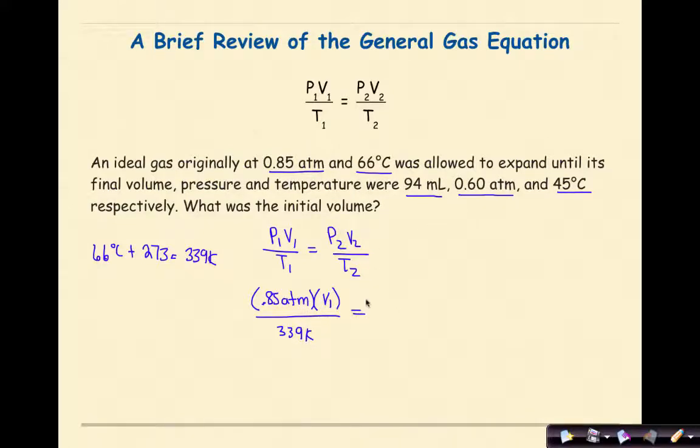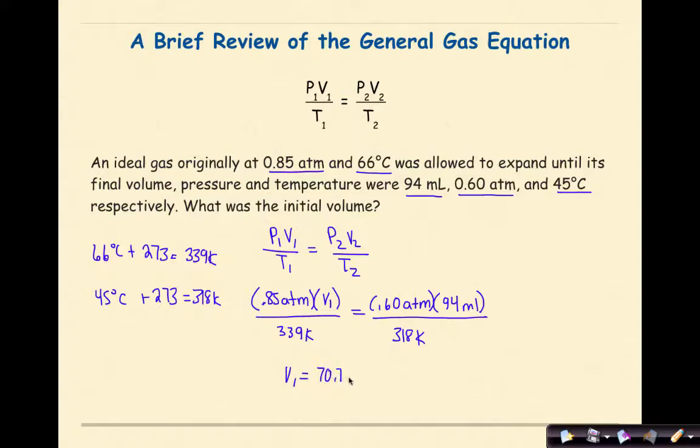My P2 is 0.60 atmospheres. My V2 is 94 milliliters. My T2 is going to be 45 degrees Celsius. So 45 degrees Celsius plus 273 is going to equal 318 Kelvin. So I'm going to put that on the bottom. I am solving for V1, so if I cross multiply and divide out, my V1 should be around 70.7 milliliters. And if I do that to two significant figures, which I need to do again, 71 milliliters is my final answer.